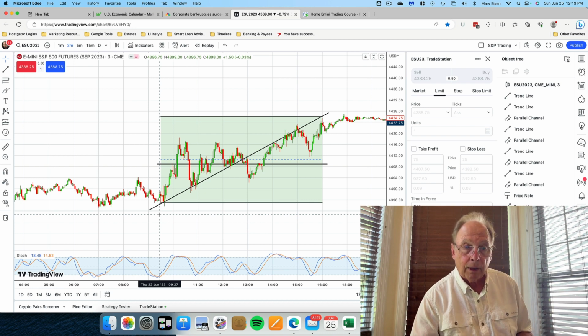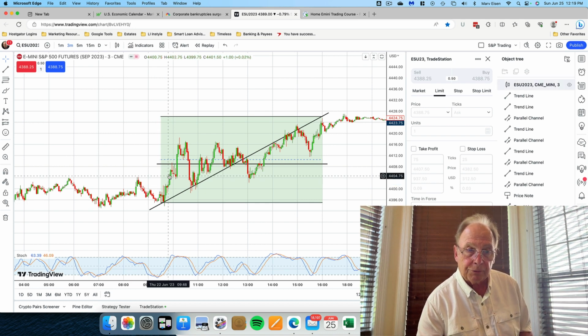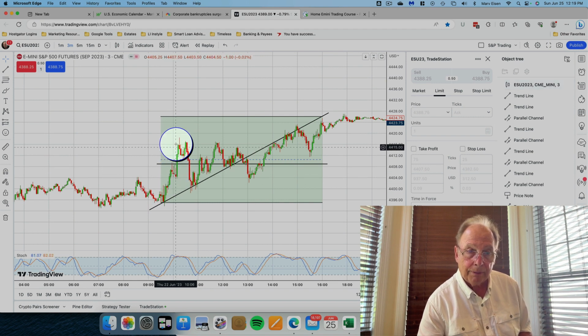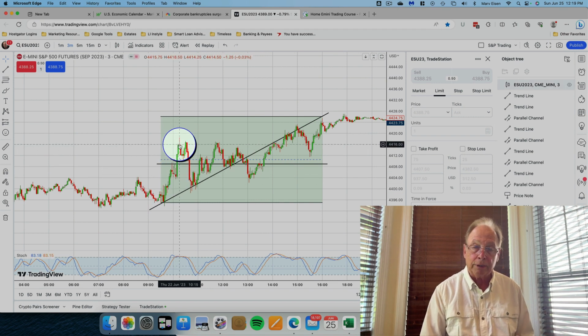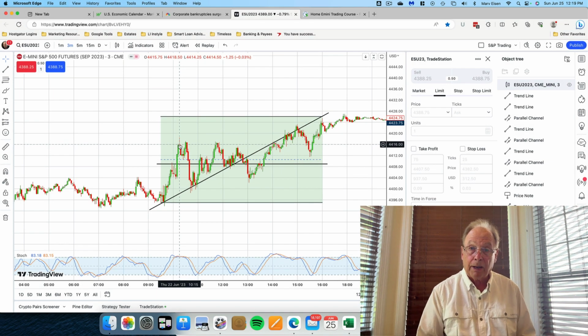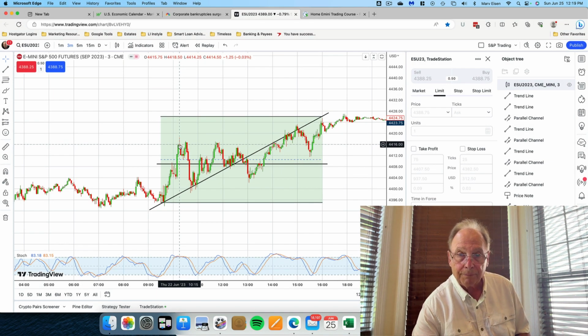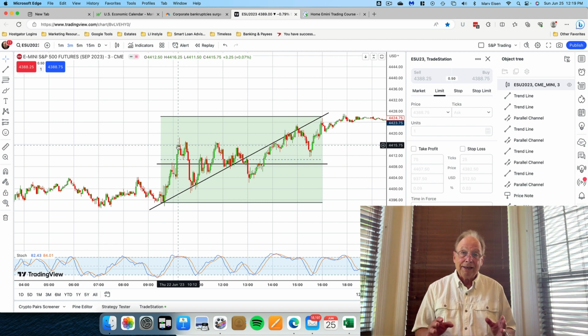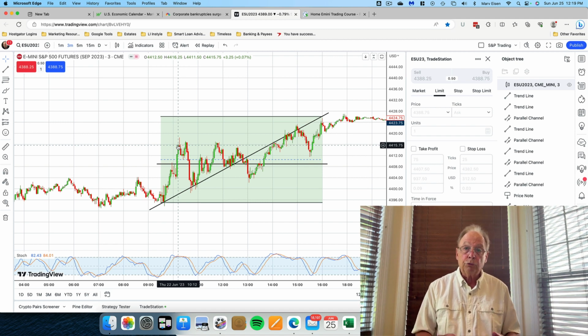For example, this was a time and price trade right over here. Here's one leg, equilibrium, the other leg, time and price trade. I won't go through it. It's in my course if you care to take my course at timelessdollar.com. Let's move on to the next day, Friday, June 24th.